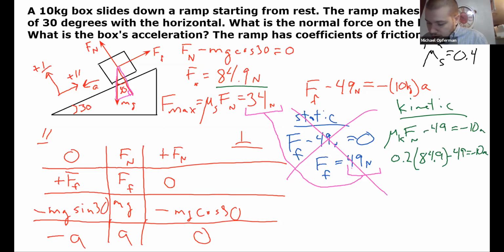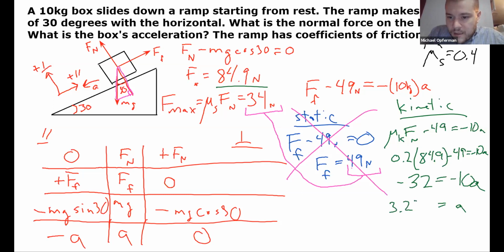So 0.2 times 84.9 is 16.98. So basically, let's call it 17. So 17 minus 49 is minus 32 equals minus 10a. As expected, I got a positive acceleration because I've already included the negative sign. So a represents the magnitude of the acceleration vector. So it's about 3.2 meters per square second pointed down the ramp, and I'm done.